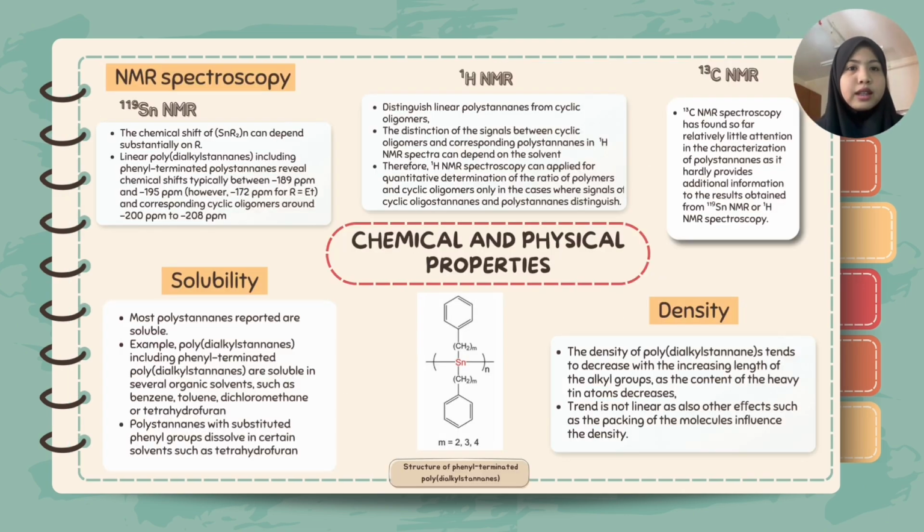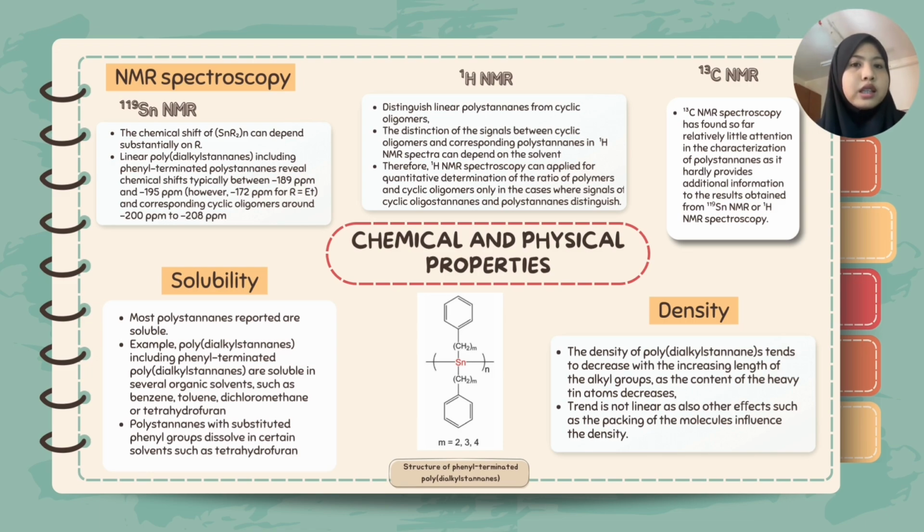So, we have five chemical and physical properties. First, we have NMR spectroscopy, which is Sn-NMR. The chemical shift of SnR2n can depend substantially on R. Poly(dialkylstannane)s, including ferrocene-terminated polystannanes, show chemical shifts typically between negative 189 ppm and negative 195 ppm. However, if the R is aromatic, we see negative 170 ppm and corresponding cyclic oligomers around negative 200 ppm. For the hydrogen NMR, it distinguishes linear polystannanes from cyclic oligomers.